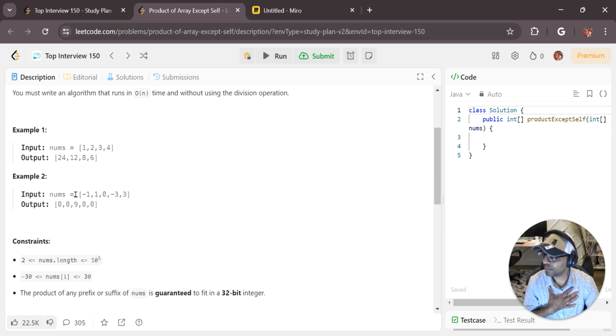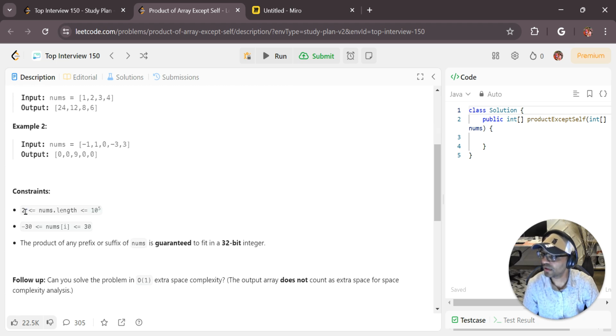The second example is -1, 1, 0, -3, 3. This is interesting because it has a 0 in it, which zeros out everything else except itself. And itself is basically the product of everything else, which is 9. In fact, if there are two zeros, it zeros out everything, right? Yes, if there is more than one zero, then the answer will be all zeros, because no matter what you pick, you have another zero which is going to zero everything out.